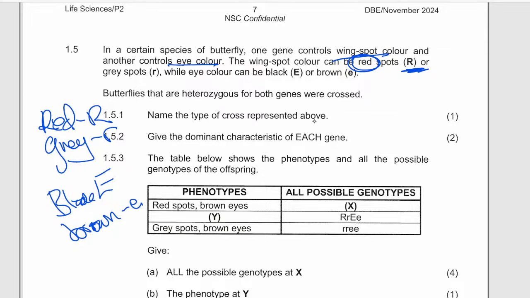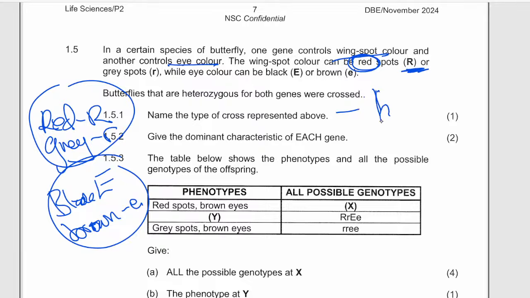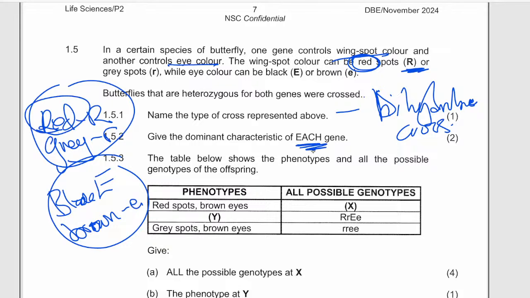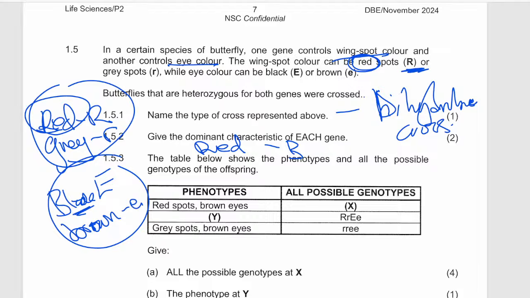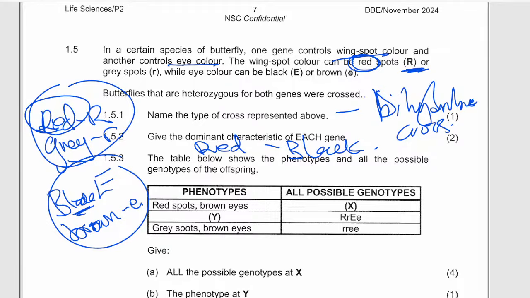Name the type of cross represented above. Because we are involving two characters, therefore it's going to become a dihybrid cross. Yes, the dihybrid cross. They're saying name the dominant characteristic in each. The dominant characteristics are red and black. Yes, it's red and black because they said in each, meaning that red for what?